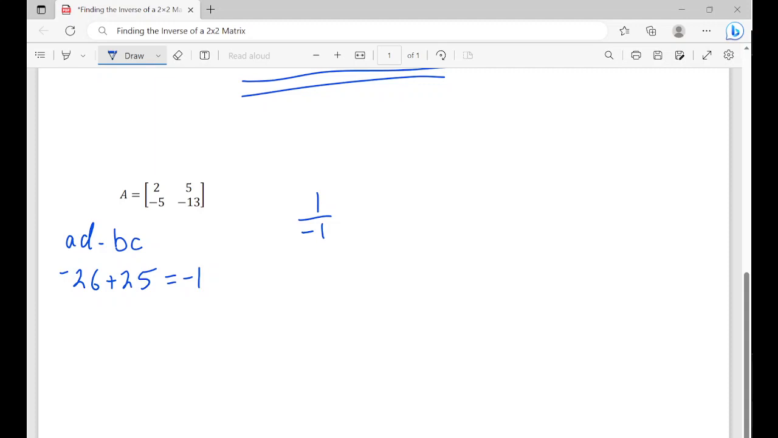So now I'm going to go through my 1 over matrix, so 1 over negative 1. And that's really nice. That's just going to be a negative 1. Multiply by my matrix, where I again take A and D and flip them, so negative 13 and positive 2. And then take my signs for 5 and negative 5 and switch them. So this will be a negative 5 and this will be a positive 5.